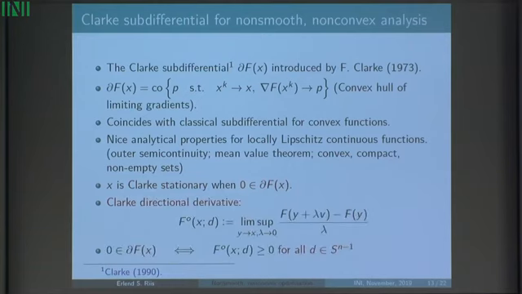And another way of looking at stationarity for locally Lipschitz continuous functions is that this Clarke directional derivative is non-negative for all directions on a unit sphere. So that's an equivalent condition. Unlike smooth functions, where it's enough to check stationarity along the standard coordinates, for non-smooth functions you actually have to ensure that it's stationary along all directions on the unit sphere, which means that we also need to change how we implement the eta discrete gradient method.